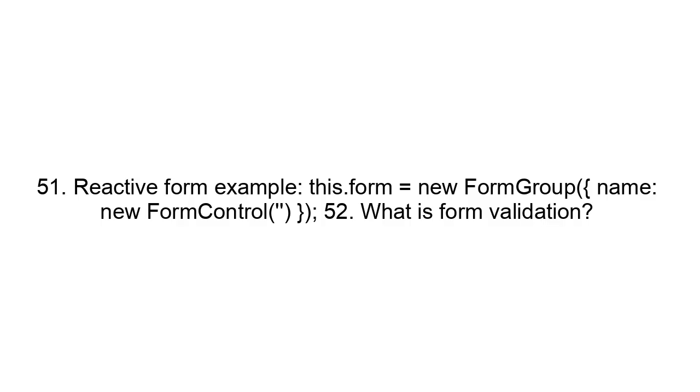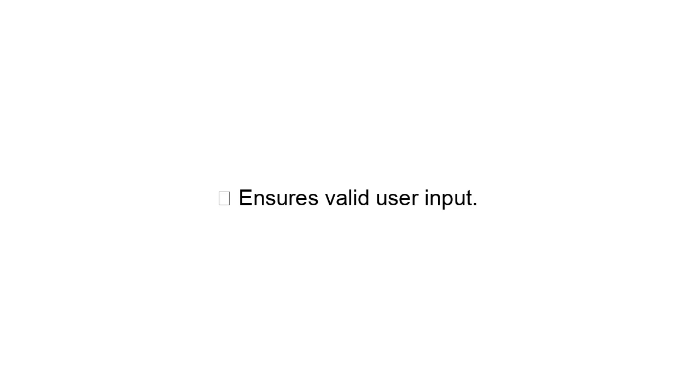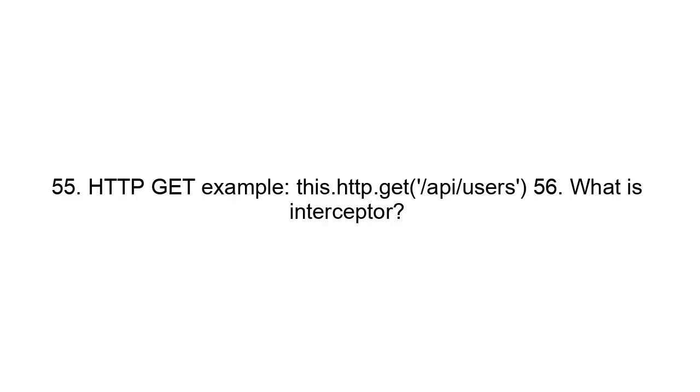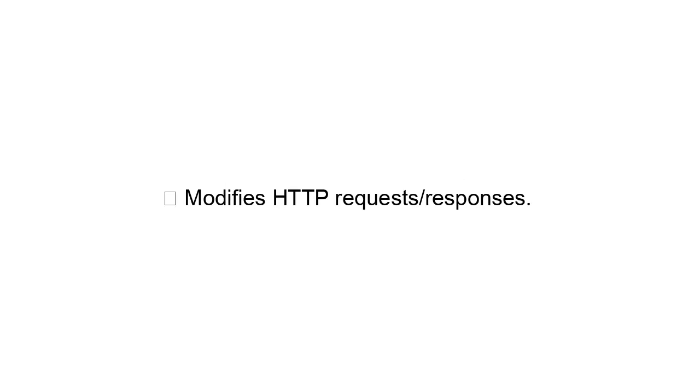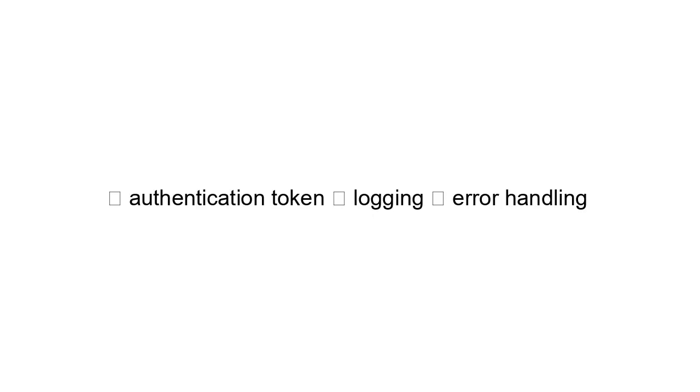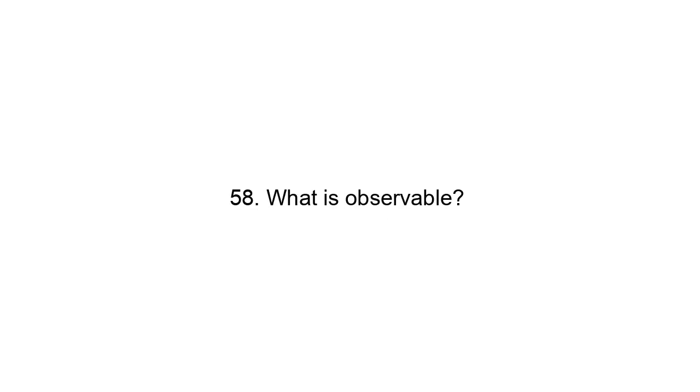52. What is form validation? Ensures valid user input. 53. Common validators: Validators.required, Validators.minLength, Validators.email. 54. What is HttpClient? Angular service for API calls. 55. HTTP GET example: this.http.get('/api/users'). 56. What is interceptor? Modifies HTTP requests and responses. 57. Common interceptor use cases: authentication token, logging, error handling.